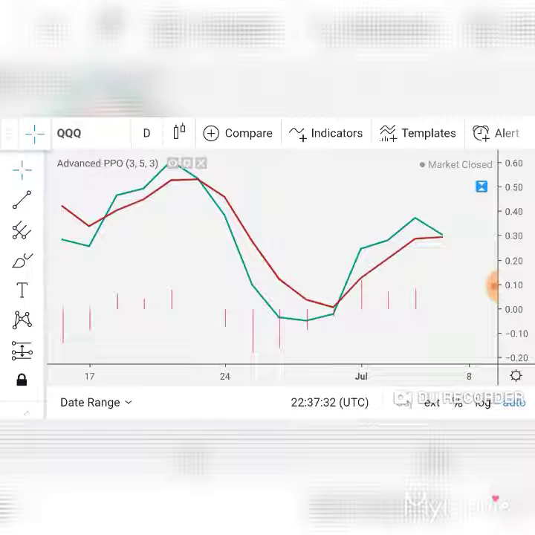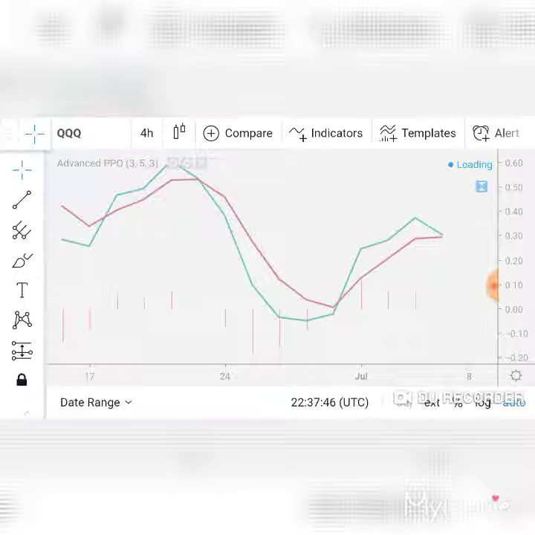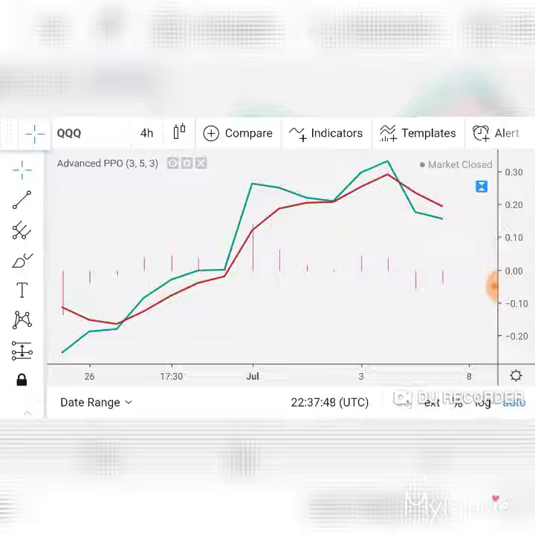As far as our price percentage oscillator on the daily chart, our green line is also headed towards underneath the red line. So that's for the daily chart. That signals that it's going down.